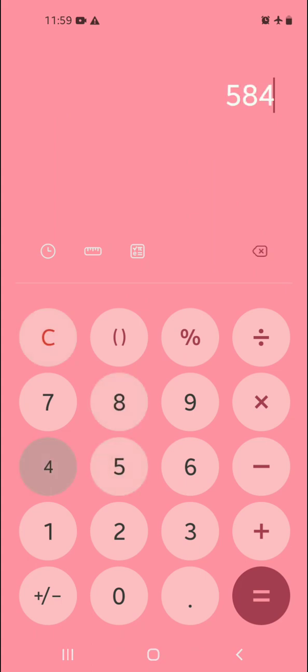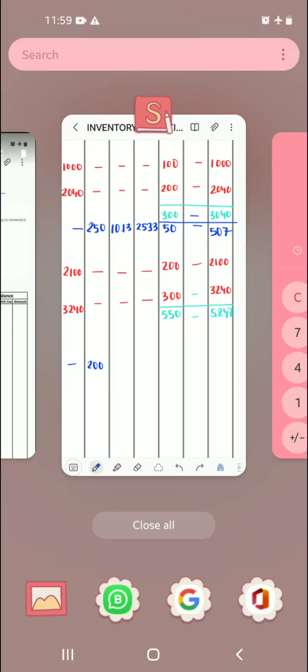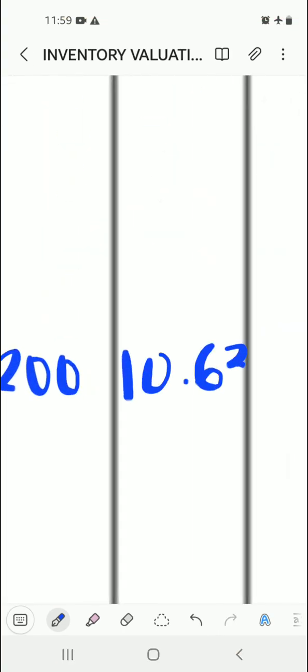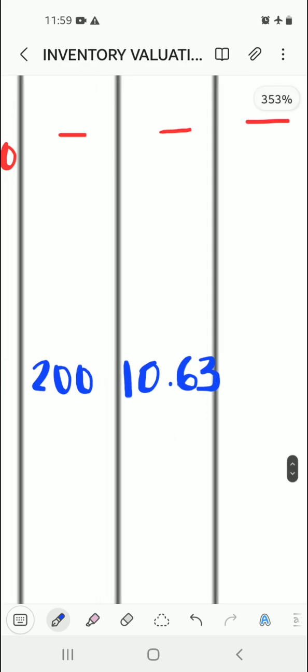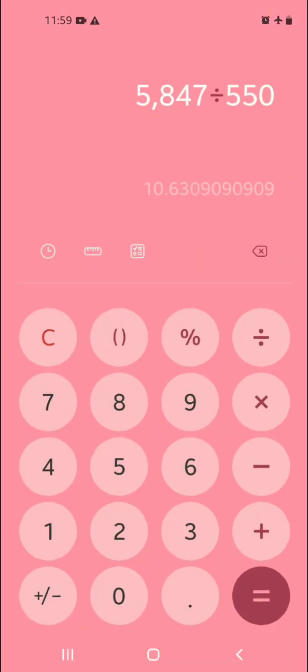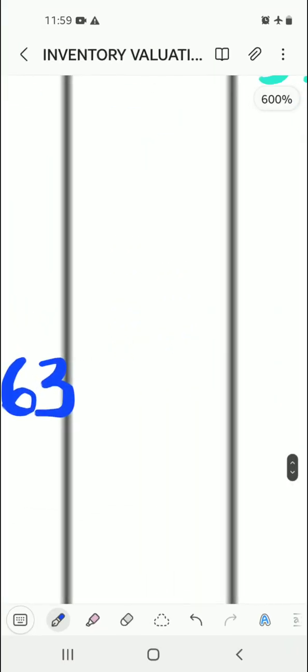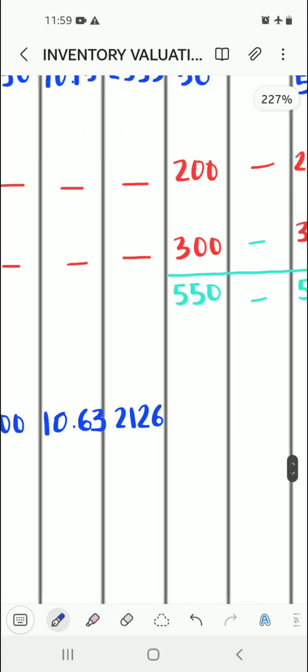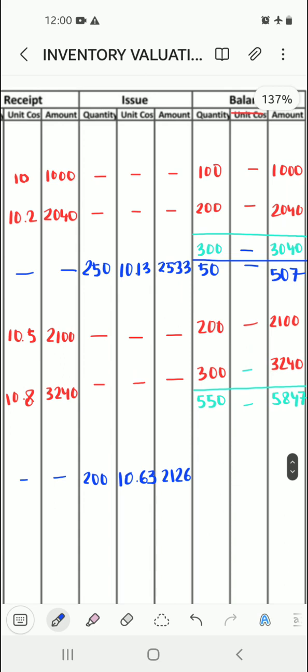So 5847 divided by 550, that is 10.6309. So we'll take it as 10.63, rounded to two decimal places only. Now we're going to multiply 200 by 10.63. So 200 into 10.63, we get 2126. We're going to write it over here in the amount column, 2126. So we're done with the issues as well.